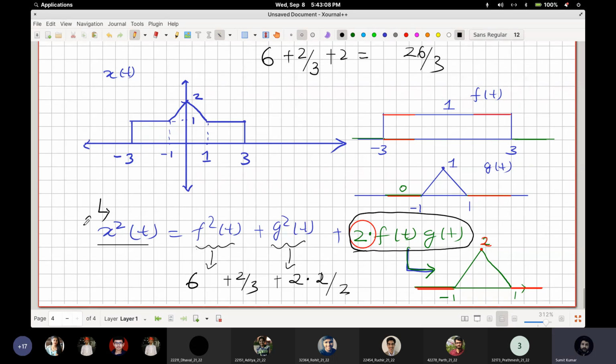So what we are computing here is minus infinity to infinity this. So this will be extended automatically to this. And this is going to be minus infinity to this. And this is again what we are computing, minus infinity to infinity. So you see that what we are doing here is computing energy of f(t) and g(t). And what we are computing here for 2 f(t) g(t)? Simply area. Are you getting my point?